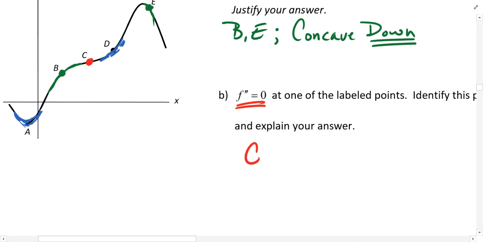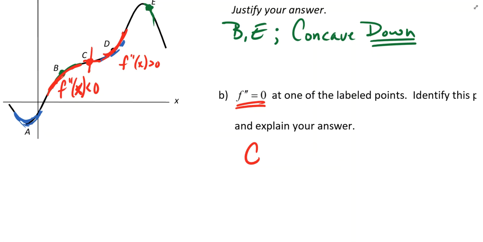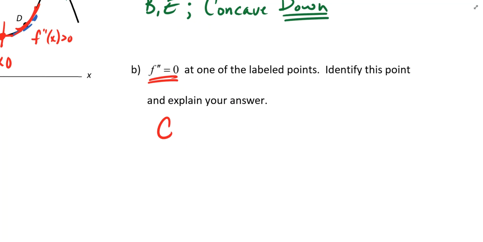In this case it does, because it looks like we're going from a negative second derivative. So our second derivative is less than 0 in this region, and then the second derivative is positive in this region. And so when we switch from a negative second derivative to a positive, that point of transition, the second derivative must be equal to 0, or is equal to 0 in this case. And so that's what I would indicate as my explanation. I would say that at point C we have an inflection point.